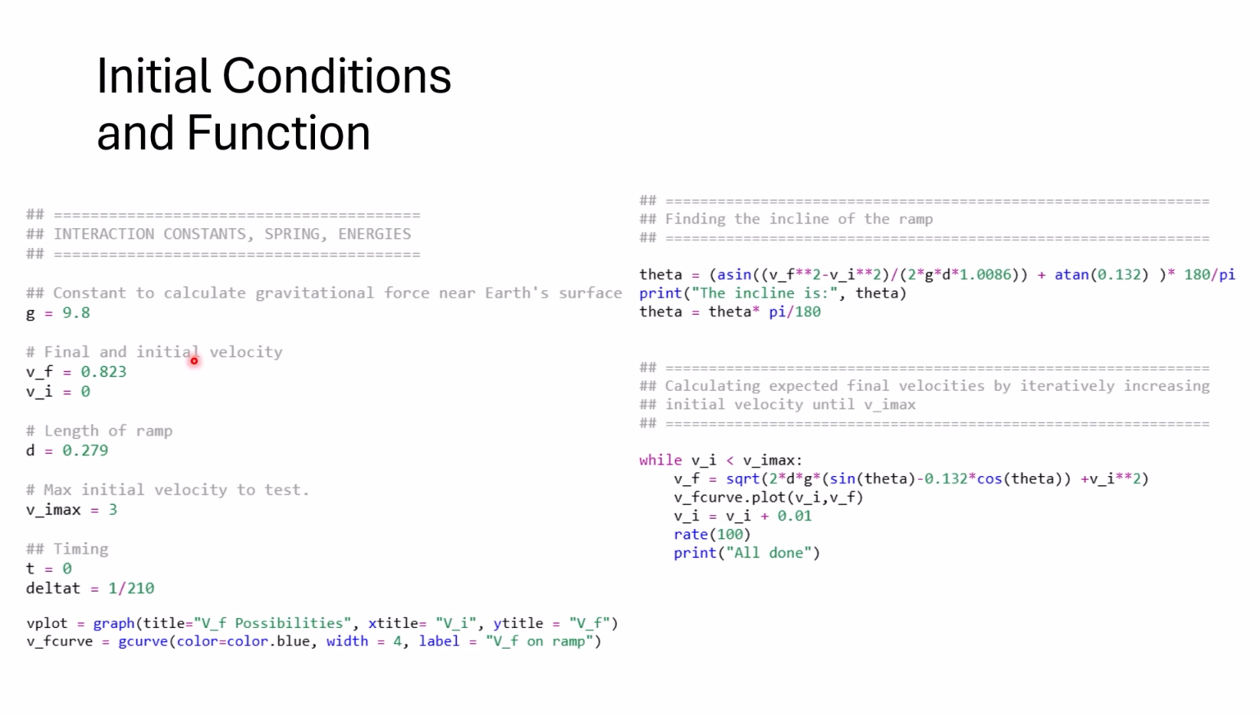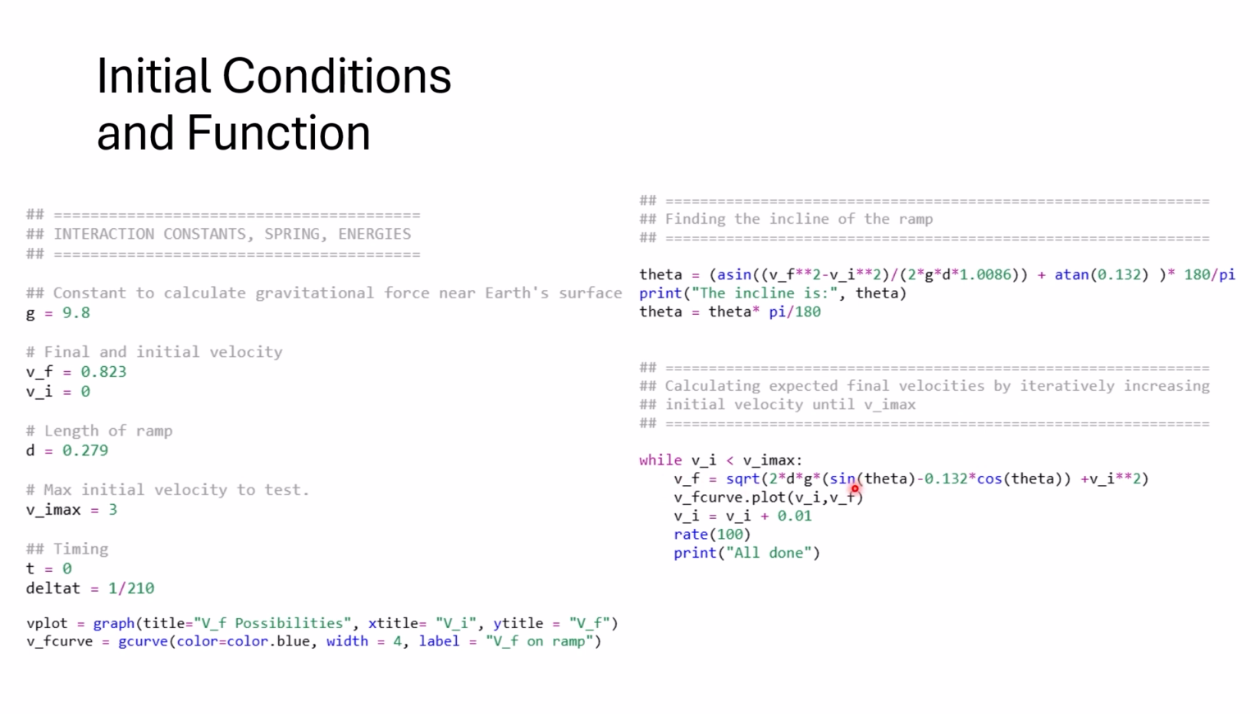First of all, you have your initial conditions, g, my V final that I measured, which was about 0.8 meters per second. My initial was 0, and then I measured my ramp. And this is what we're going to talk about in part 2. I also made the graph here for what you saw in part 2. So the first part of my code is to find the incline. We solve for theta right here, and this gives you radians. So then I just multiply it by 180 over pi to give you the angle in degrees. That prints it out. And then I do a calculation loop for part 2, which is what is the final velocity based on the initial velocity.